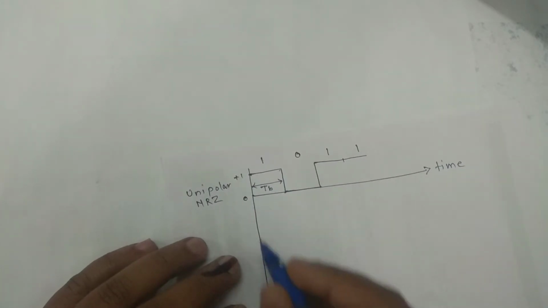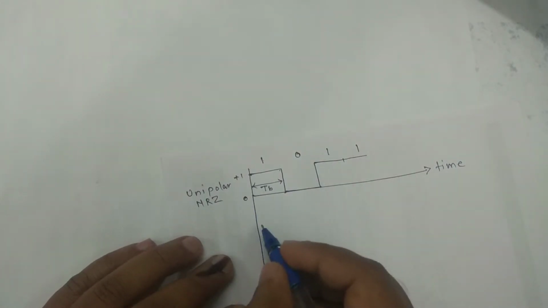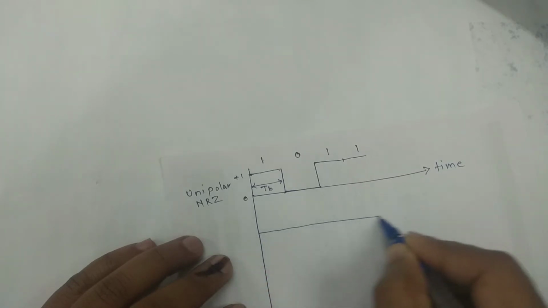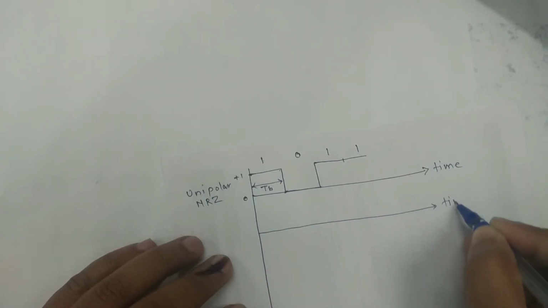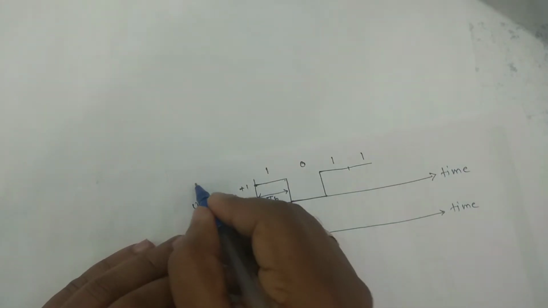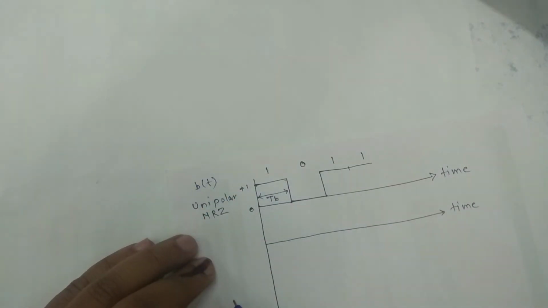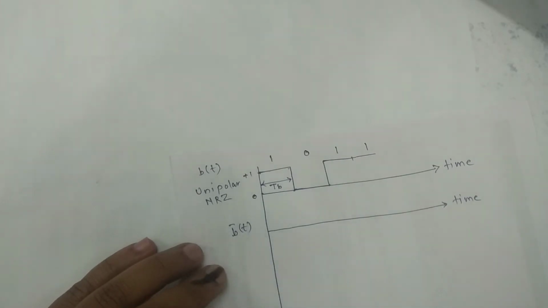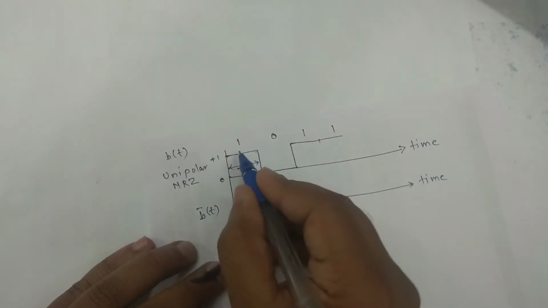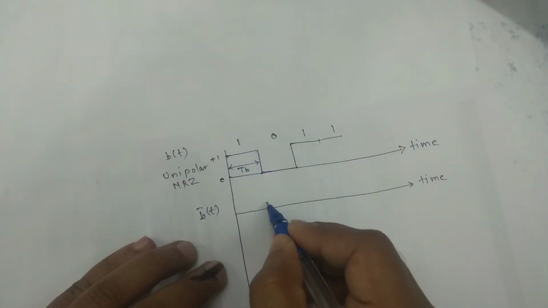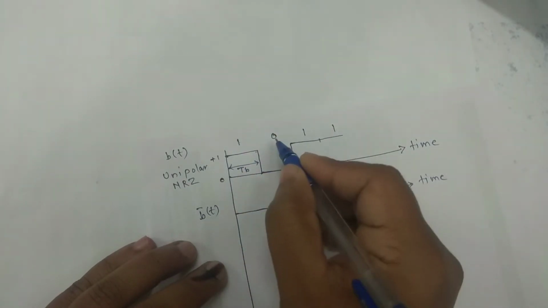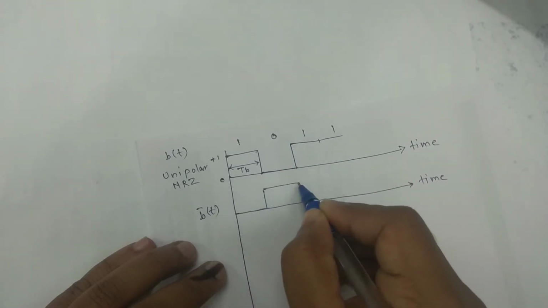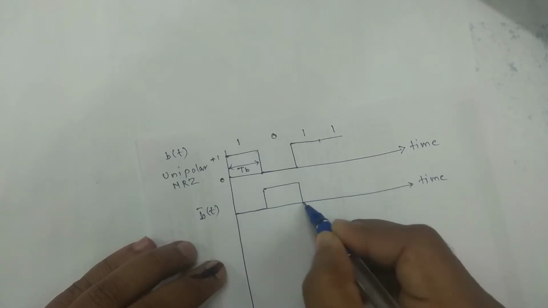So this data we are going to invert by using an inverter block. After inverting, let us take this signal as B of t, and the inverted signal will be B bar t. If the bit is 1, the inverted output will be 0. The next bit is 0, so the inverted output will be 1. And the next two bits will be 0 0.